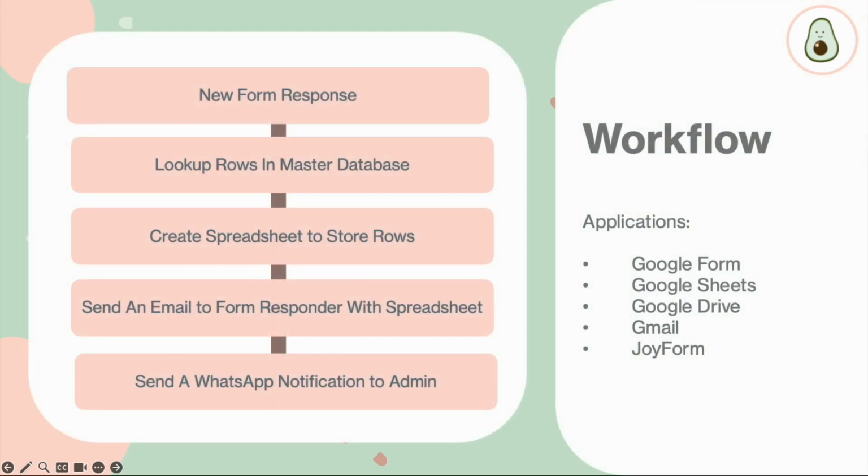So this workflow is going to be using a couple of applications that is going to be integrated using Zapier: Google Form, Google Sheets, Google Drive, Gmail, and Joyform. So the workflow starts with a new form response. After an event agency fills in, then the system will look up rows in the master database that is matching the criteria that they need. It will then create a spreadsheet with all the information and then attach it to an email and send it over to the form responder. Last but not least, a WhatsApp notification will also be sent to the admin using Joyform.